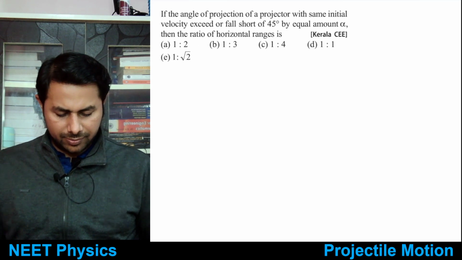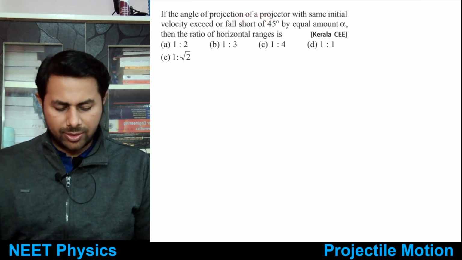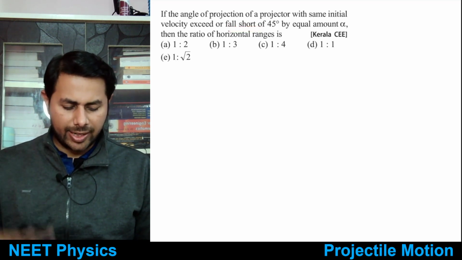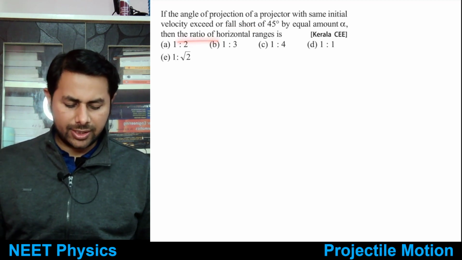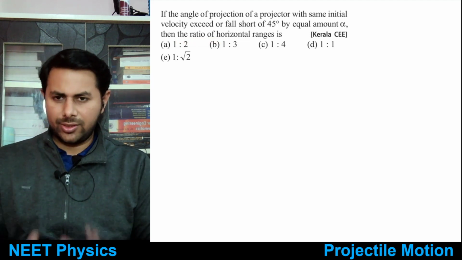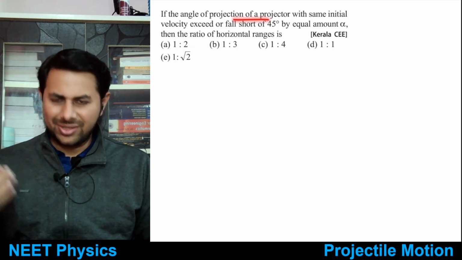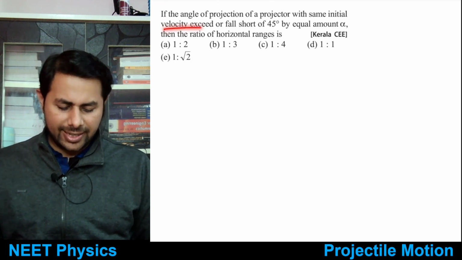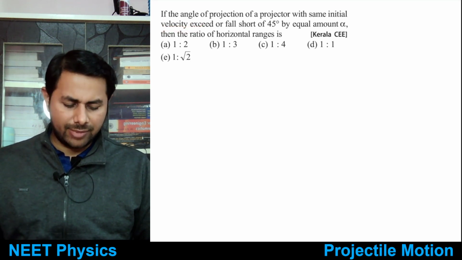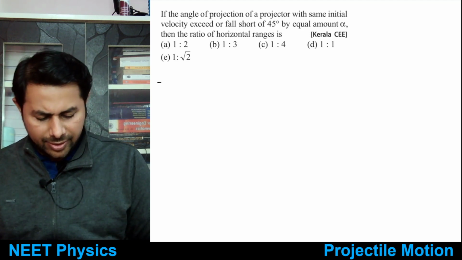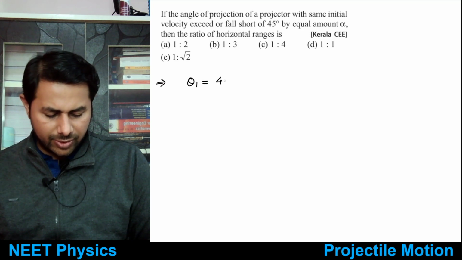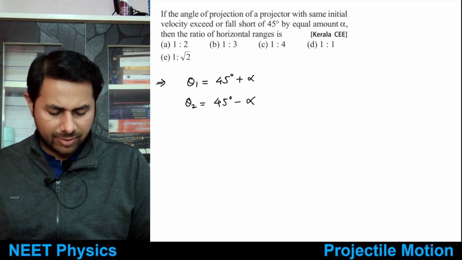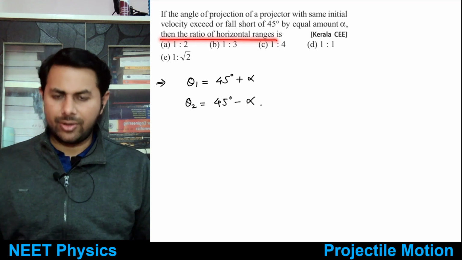Okay, let's see next one. If angle of projection of a projector with same initial velocity exceed or fall short of 45 degree by equal amount alpha, then the ratio of horizontal ranges is. Okay, so this is the second case. If angle of projection of a projector, or they should have said projectile, not projector, projectile with same initial velocity exceed or fall short of 45 degrees by same amount alpha. So let's say theta 1 is equal to 45 plus alpha and theta 2 is equal to 45 minus alpha. Okay, then ratio of their horizontal ranges is.